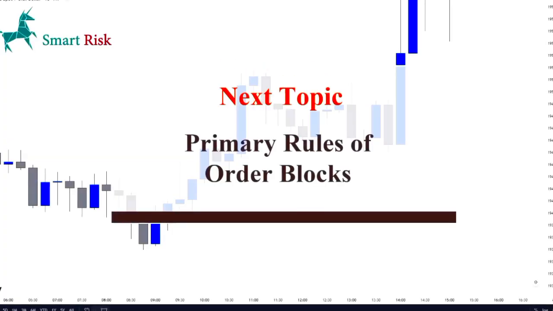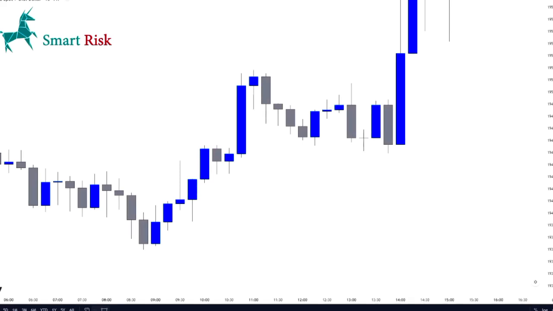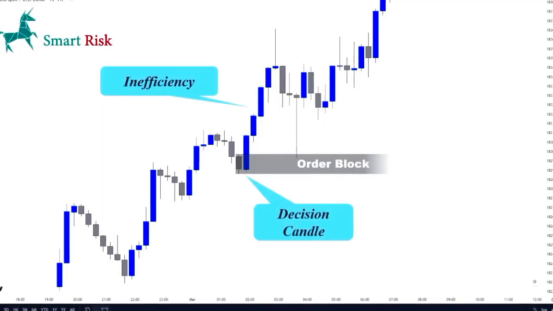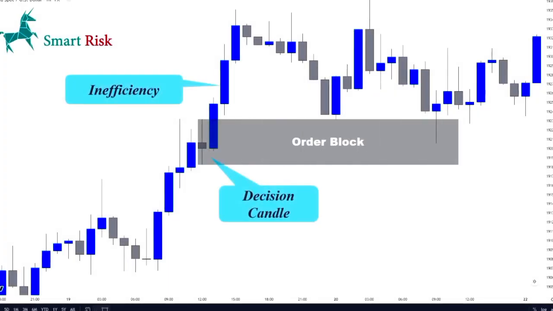So first, let me explain some of the primary rules about order blocks in the smart money concepts. Basically, we consider the last candle that created the inefficiency as the order block zone, which we believe is where the decisions are made. Sometimes, order blocks are at the start of an impulsive move, and sometimes in the middle of the movement, in the form of a candle with the same or opposite color.